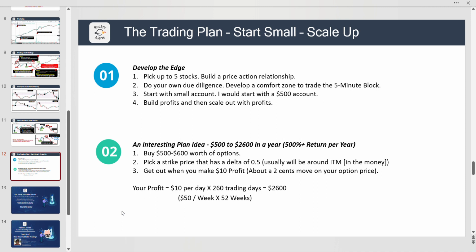So what's the calculation? If you profit $10 a day times 260 trading days a year, you'll realize a profit of 2,600. So now you've converted your $500 to 2,600. So that's very easy to do, to realize $10 in the scalping strategy of the 5-minute block, and you can see you can get more than 500% return per year.